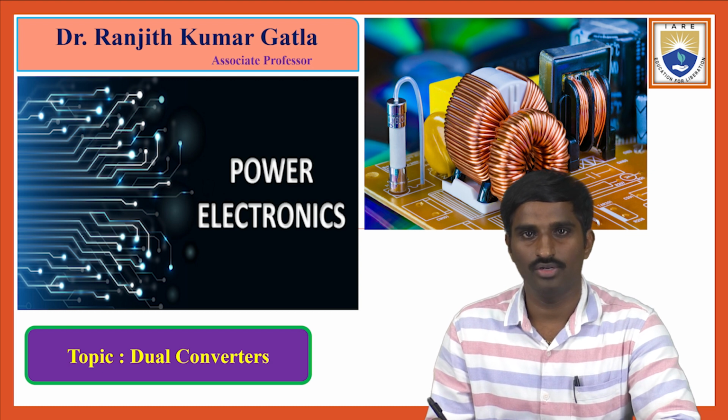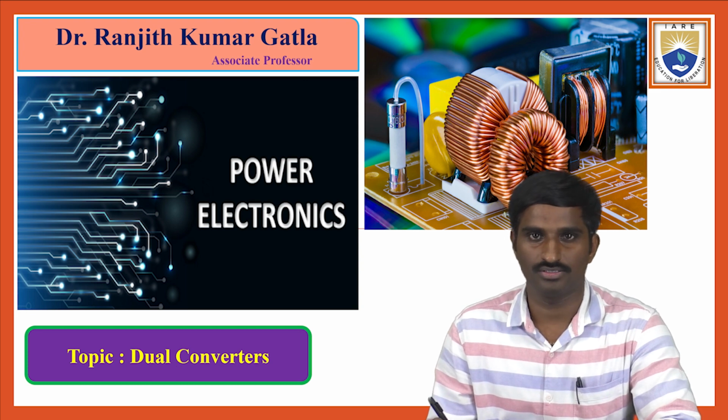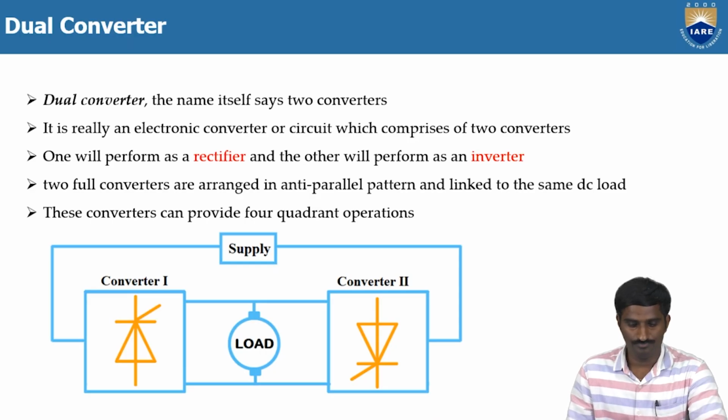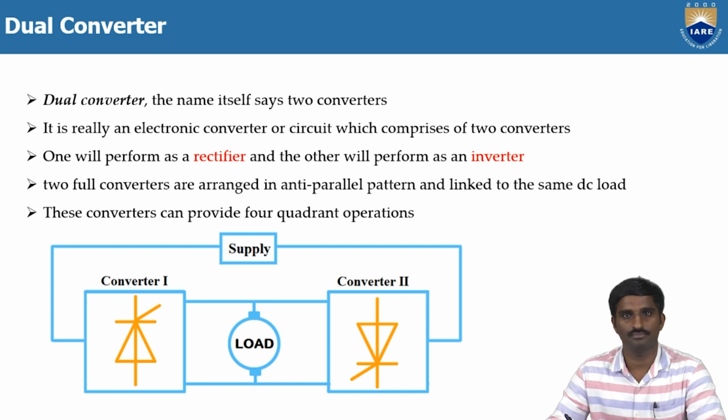Today, we are going to discuss the dual converter in power electronics. The name itself gives the definition. As we know, a converter can convert from AC to DC or DC to AC, and power can flow from the source to the load or from the load to the source. But the dual converter, as the name says, has two converters.